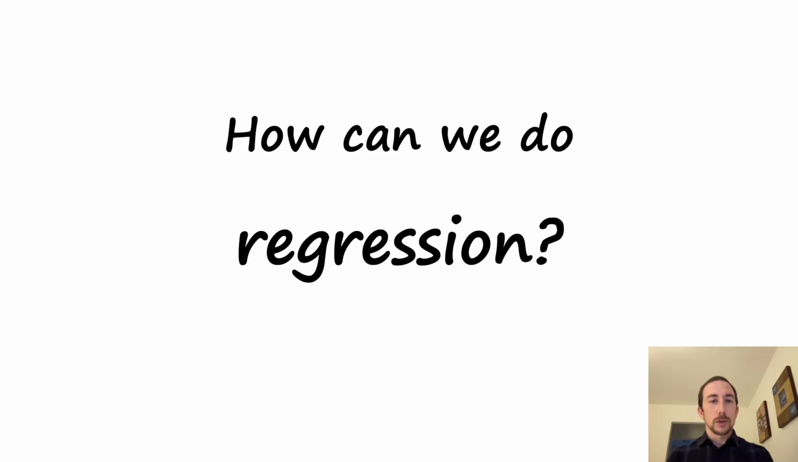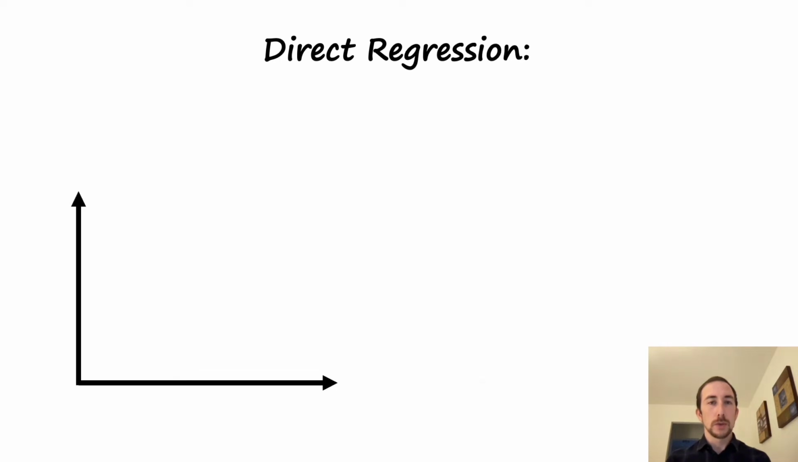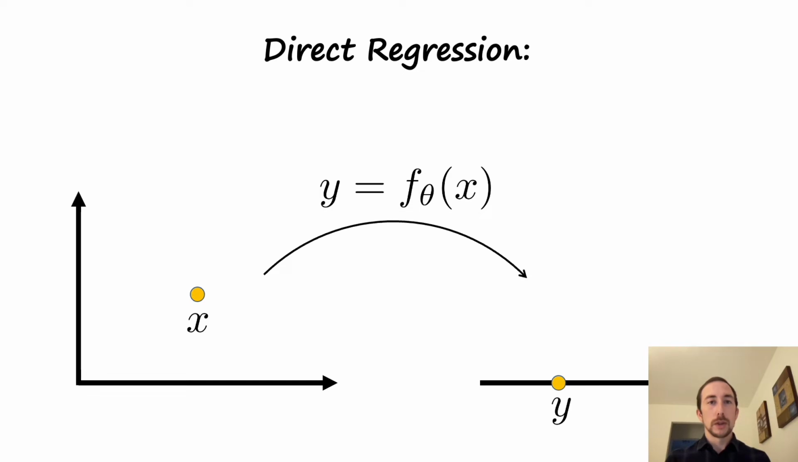A more general question in machine learning is how we can best do regression. What you're probably most familiar with is what we would call direct regression. Here we directly learn a mapping f from the input space to the output y.